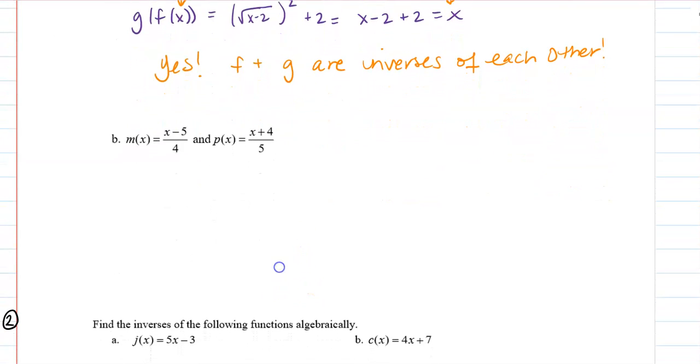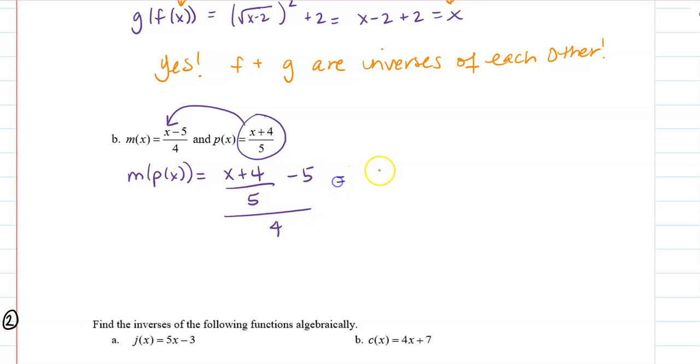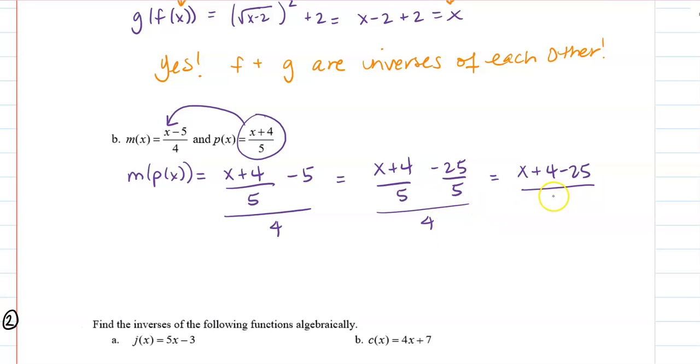All right, part B. Let's check this again. We have two different functions, and again the question is, are they inverses of each other? I'm going to plug p into m. Find a common denominator. When you divide by 5 and then you divide by 4, it's exactly the same thing as dividing by 20 because you're dividing by both of those numbers.